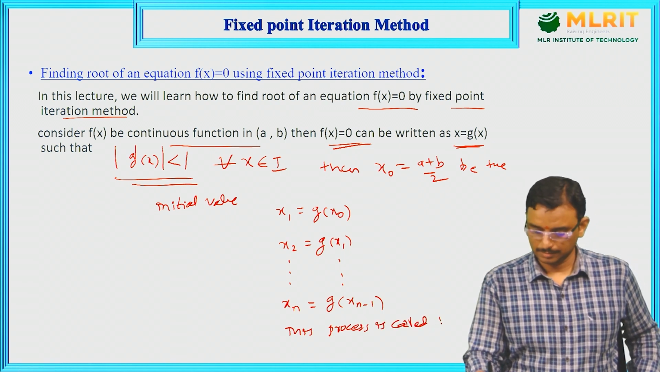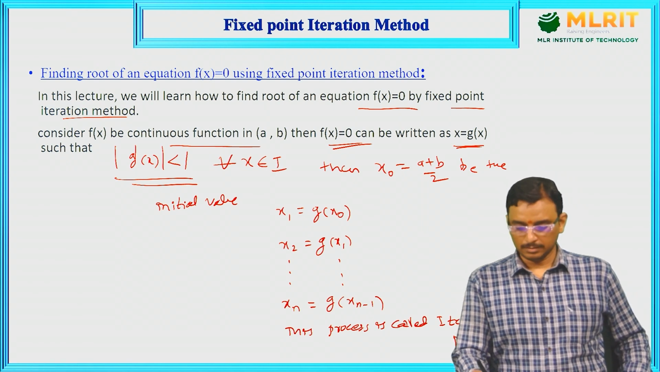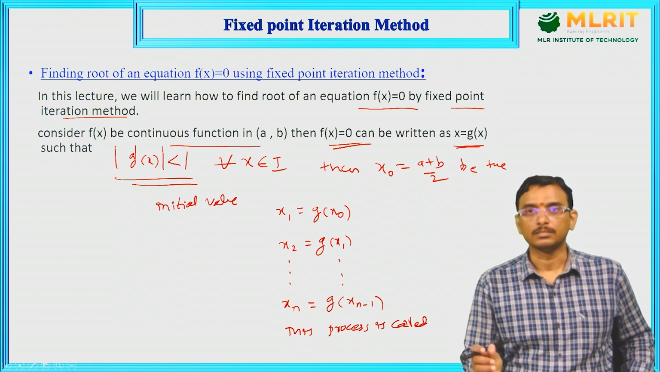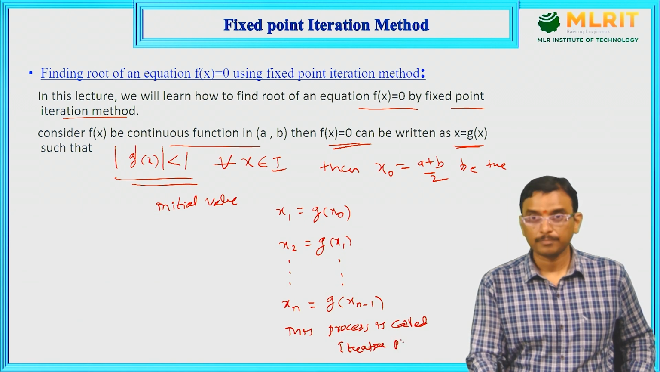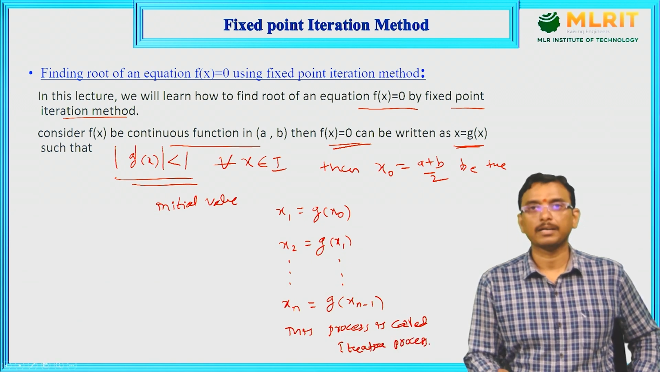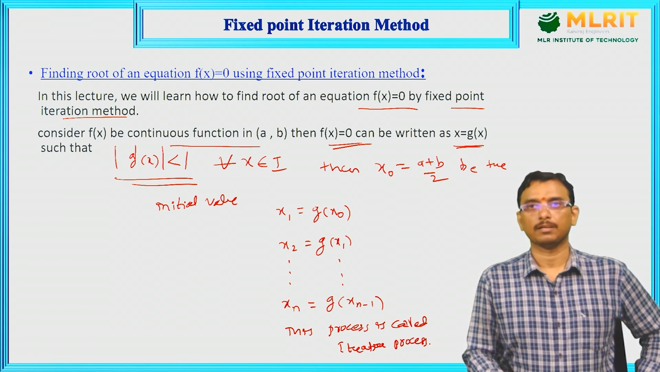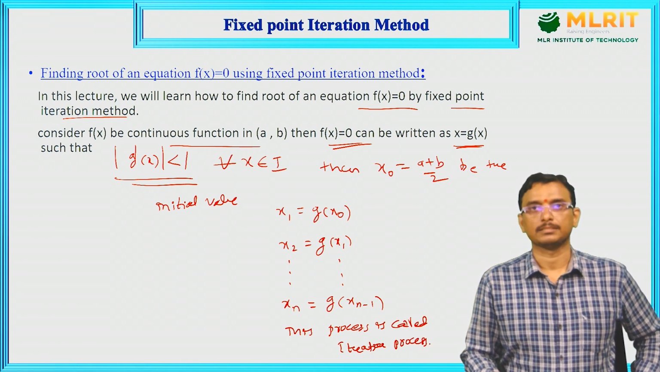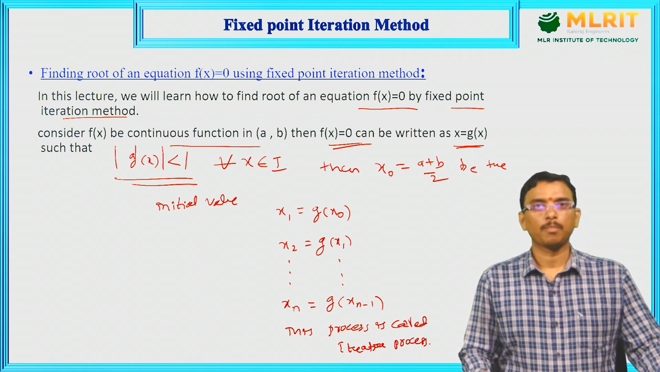This process is called the iteration process. And we continue this process until two consecutive roots are equal, then we stop. Now we will see an example on this process.